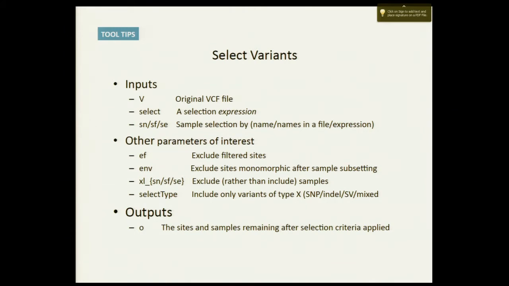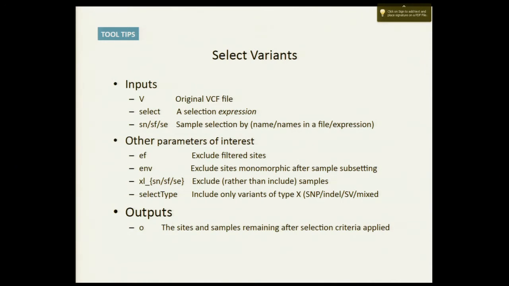There are other things that you can do to manipulate the VCF. You might say, I don't want to see filtered sites at all. That's this flag. You can say, after I've subset my samples down, some sites will be completely monomorphic in that subset of samples, and I don't want to see them. That's that one.